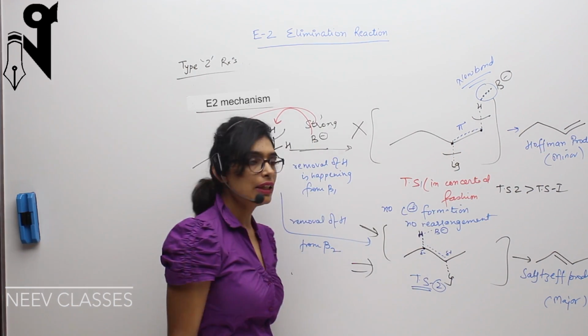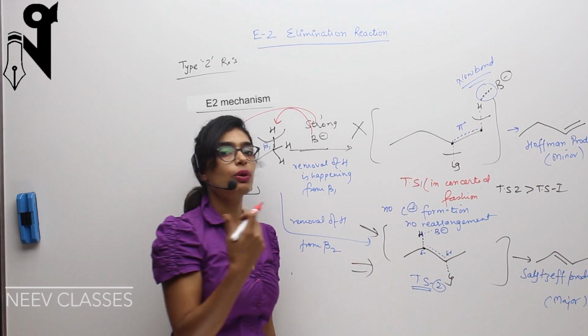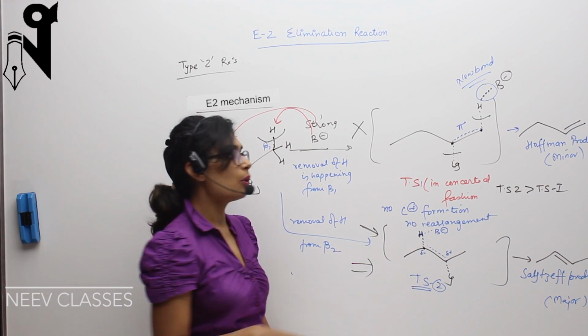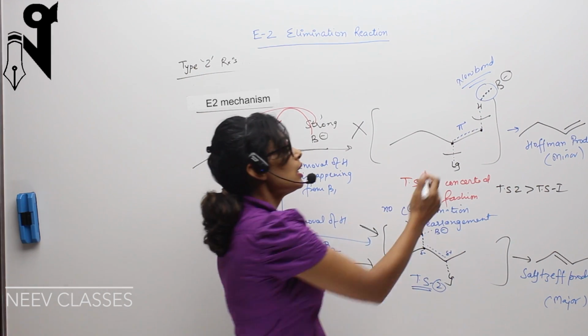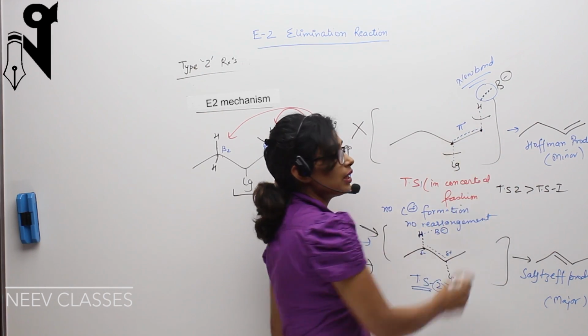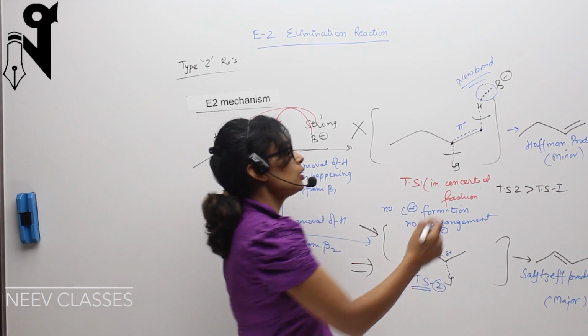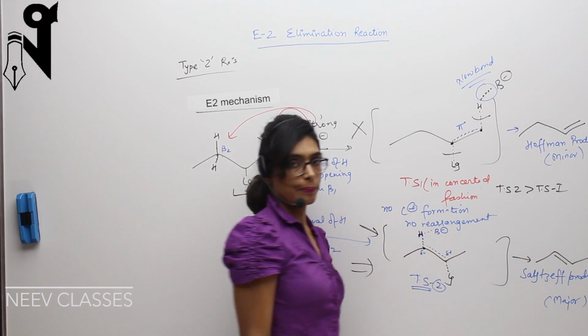a less alkylated alkene. In the transition state, new bonds would be forming and old bonds would be breaking. The bonds between carbon and leaving group and between carbon and hydrogen would be breaking, whereas the new bond between alpha carbon and beta carbon would be forming, that is a pi bond, and the new bond between base and hydrogen would be forming. Okay.